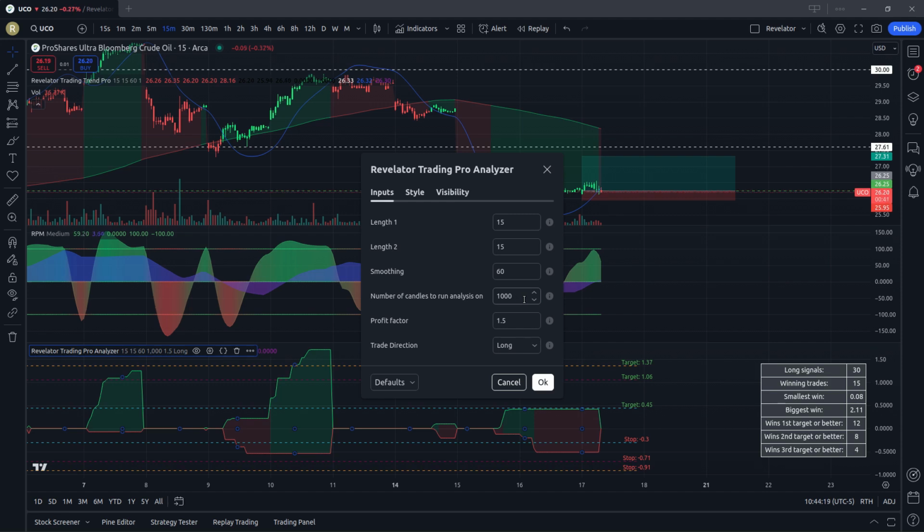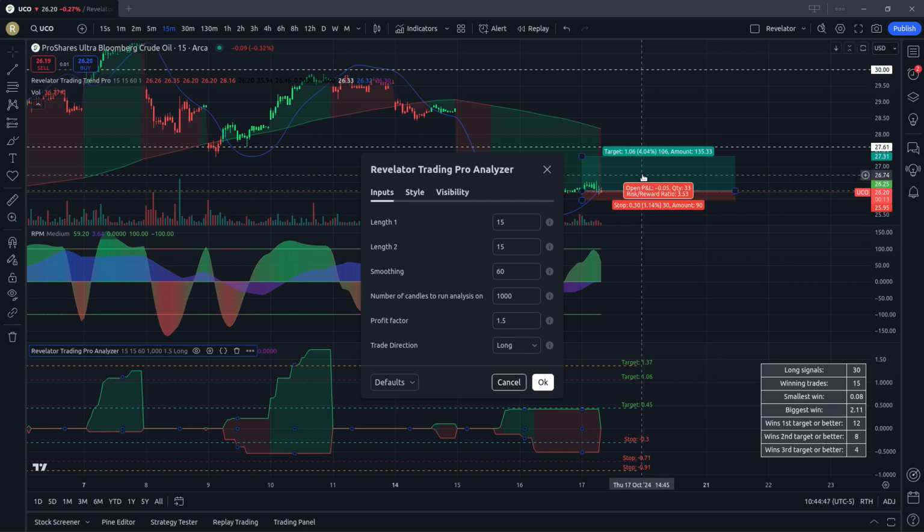Here I've chosen to go back 1,000 candles. I'm looking at a leveraged oil fund, so it trades within a pretty consistent range. The next thing to look at is your profit factor. I currently have this set at 1.5. Basically what this means is for every dollar that I'm risking, I'm seeking $1.50 as a reward. And you can obviously change that factor to whatever you might want.